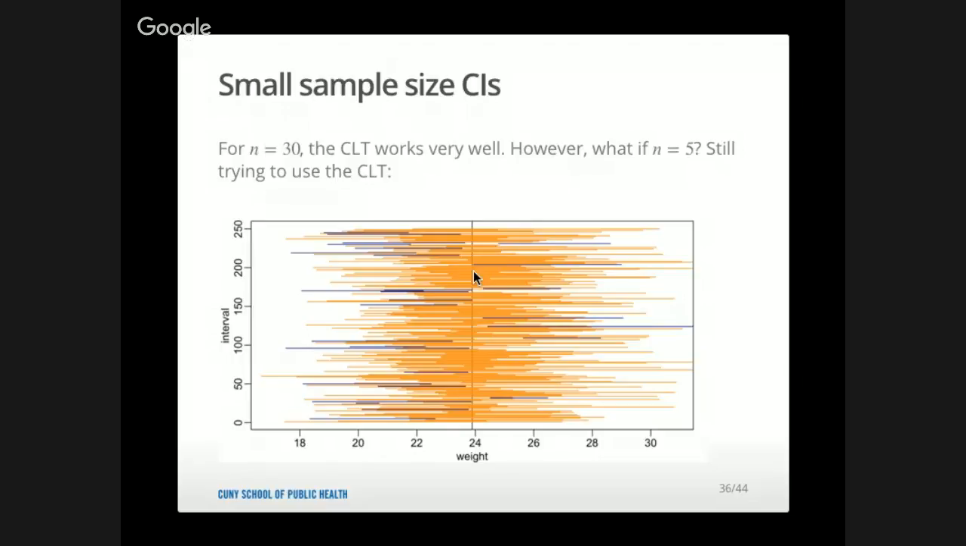That's because the central limit theorem isn't such a good approximation anymore. We're assuming a normal sampling distribution, but it's not really normally distributed. It's actually t-distributed. And the t-distribution with 4 degrees of freedom has quite a bit wider tails than a normal distribution.